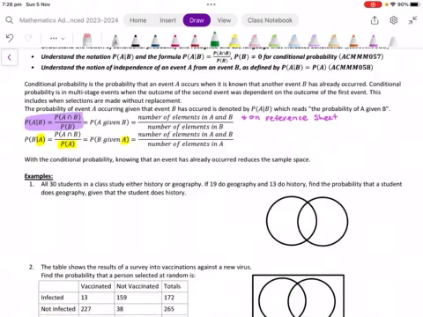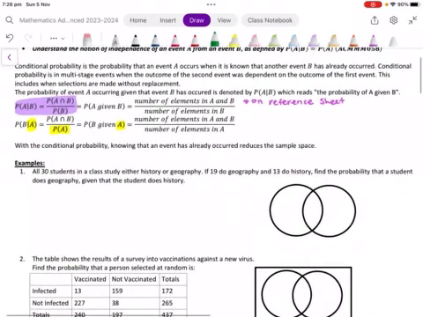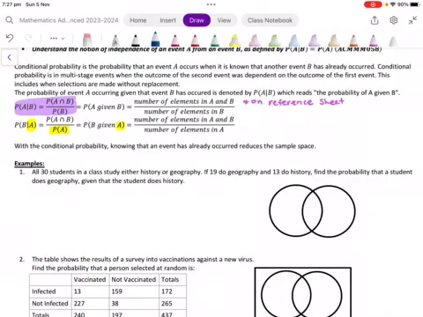For our first example, we're going to look at something with a Venn diagram. All 30 students in a class study either history or geography. If 19 do geography and 13 do history, we want to find the probability that a student does geography given that the student does history. First, we're going to display this information in a Venn diagram, which I've already drawn up for you. We'll put our geography and history labels on it and work out the sections of our Venn diagram.